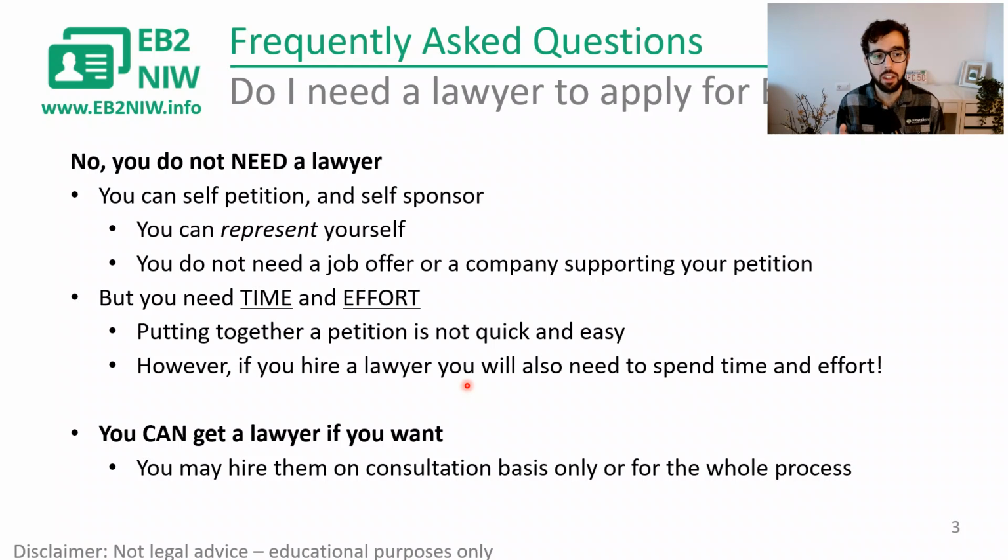But keep in mind that I just said that you need time and effort if you put the petition together by yourself. Don't think that if you hire a lawyer, all the time and effort is going to go away. Lawyers are generally pretty slow. They handle a lot of cases. They are very busy. They take time to answer your questions. And you will still need to put in effort because they are not familiar with your field.